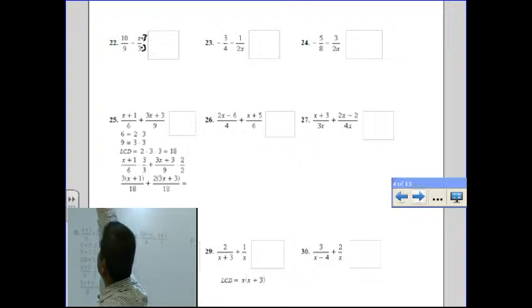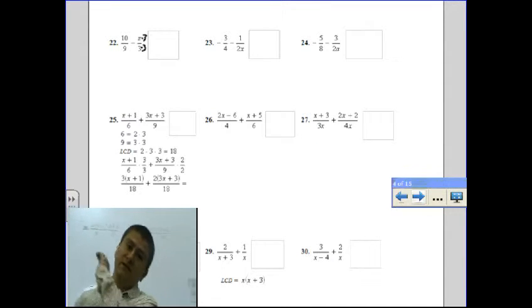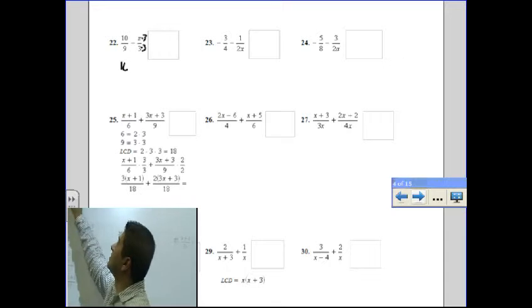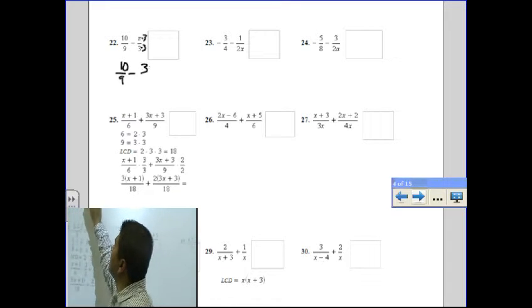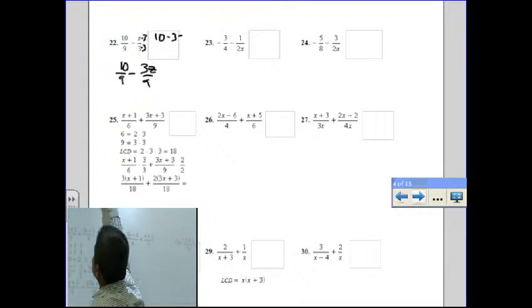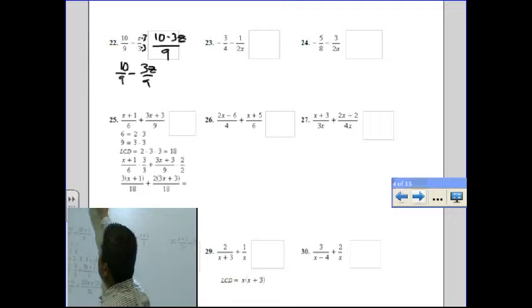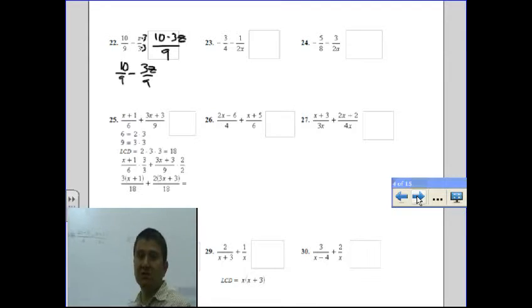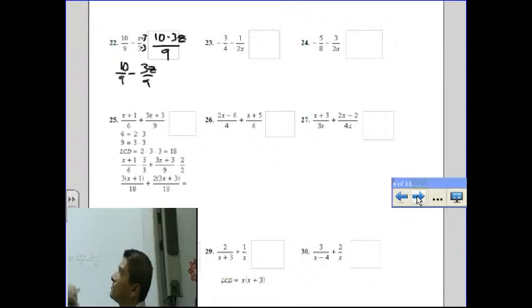So multiply the second equation by 3, and then leave the first one alone. Don't do anything to it. So I get 10 over 9 minus 3z over 9. And then just combine the tops, the 10 minus 3z. And the denominator stays 9. That's it.